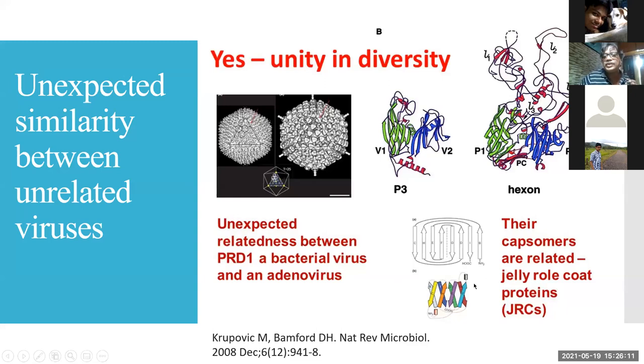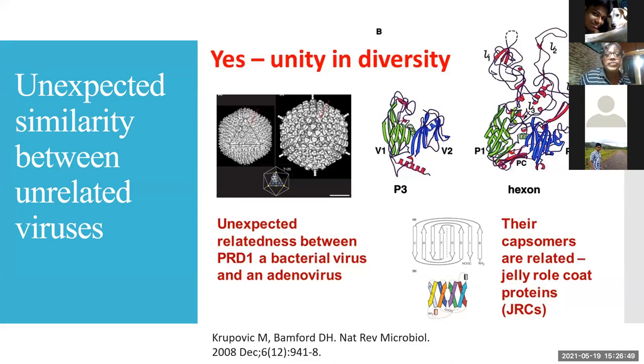Okay, so this is a protein structure called the jelly roll structure. This structure is present in both of them. So although there is no sequence similarity, people believe that a virus that infects a bacteria may have some distant relationship with a virus that infects human beings, such as adenovirus. So in this way, people are trying to see whether some groups of viruses can be classified as having the same ancestor.